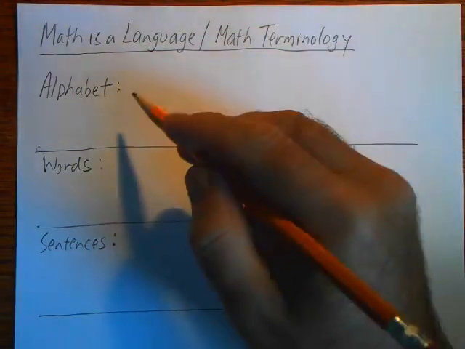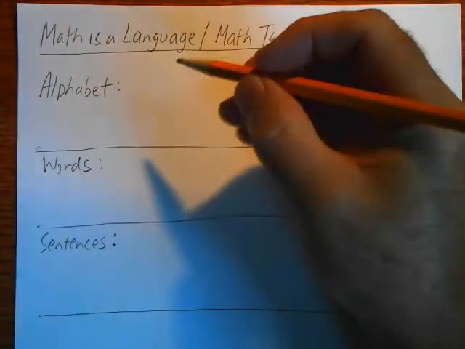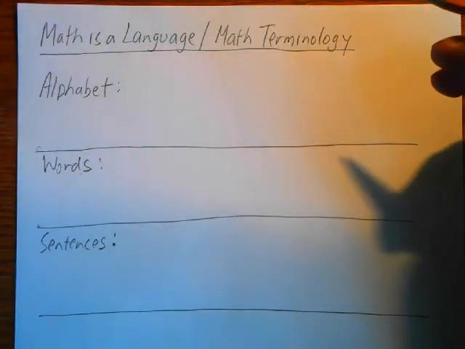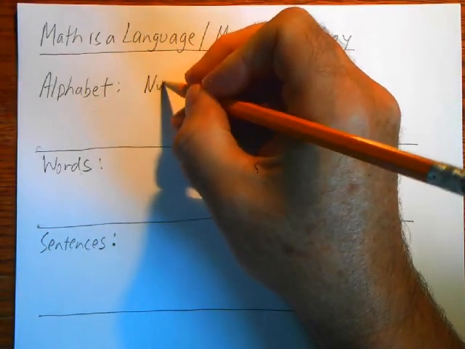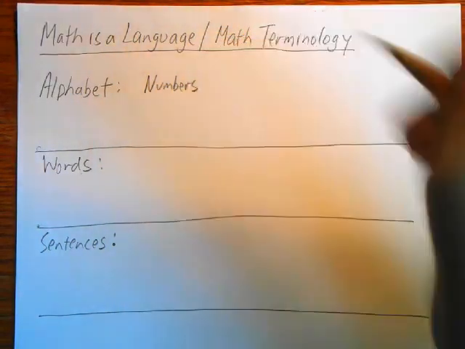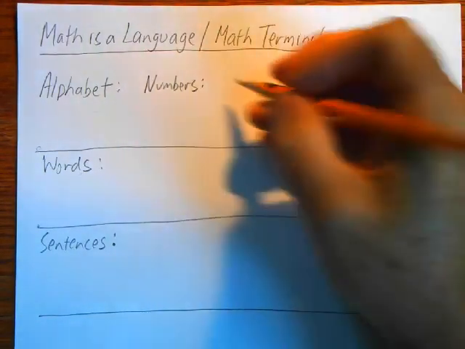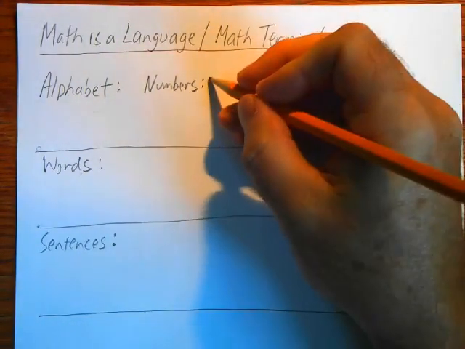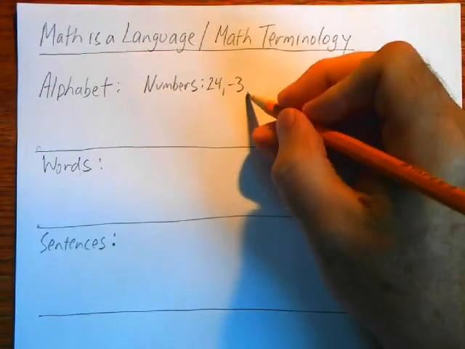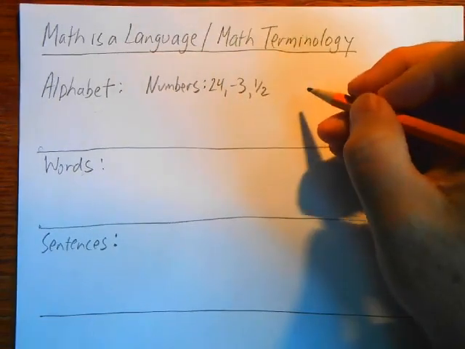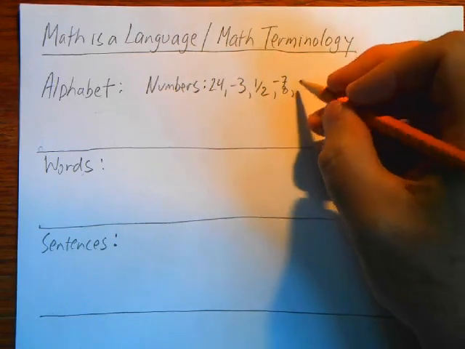But in terms of the way it's constructed, the alphabet for math, you should be able to say, well, we use numbers for math, right? So that's definitely part of the math alphabet, not the whole alphabet for math. And these are things like integers, positive integers, negative integers. We've got fractions, negative as well. We've got decimals.